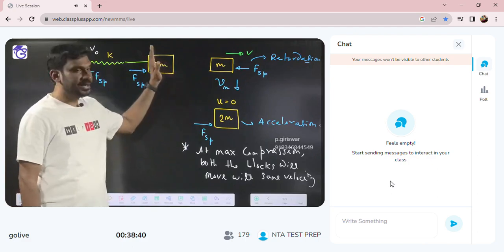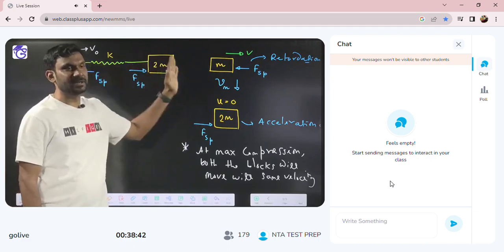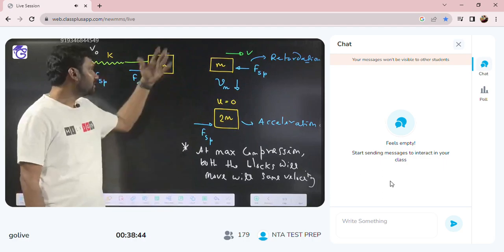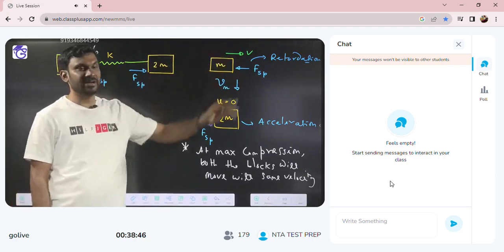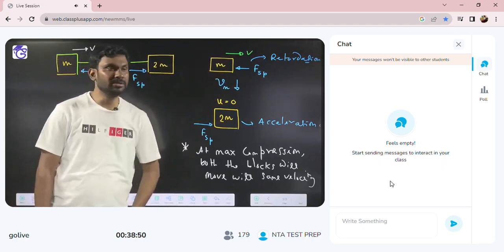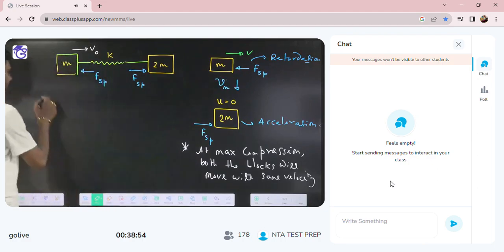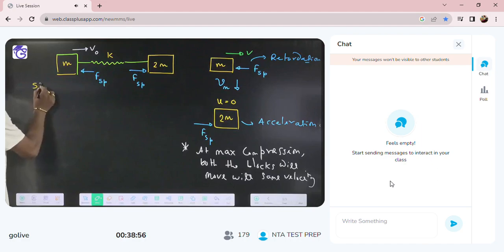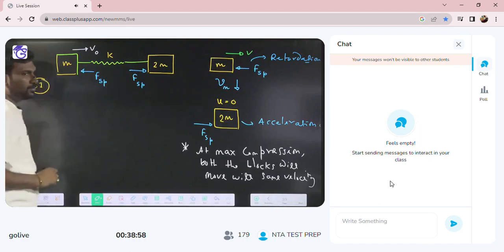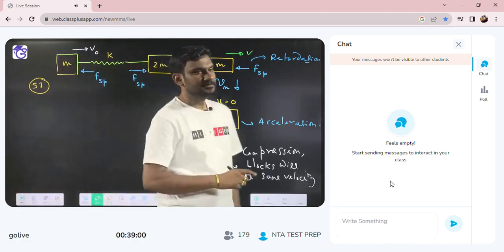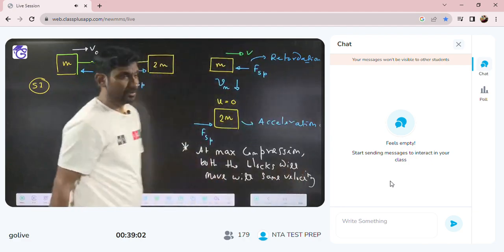Yeah, at the starting, 2m is at rest, and that is why the spring is compressed. If the 2m has more velocity than this, the spring will be extended. Right? Good. Now, see, step by step. Step 1. Understand step 1. What is step 1?